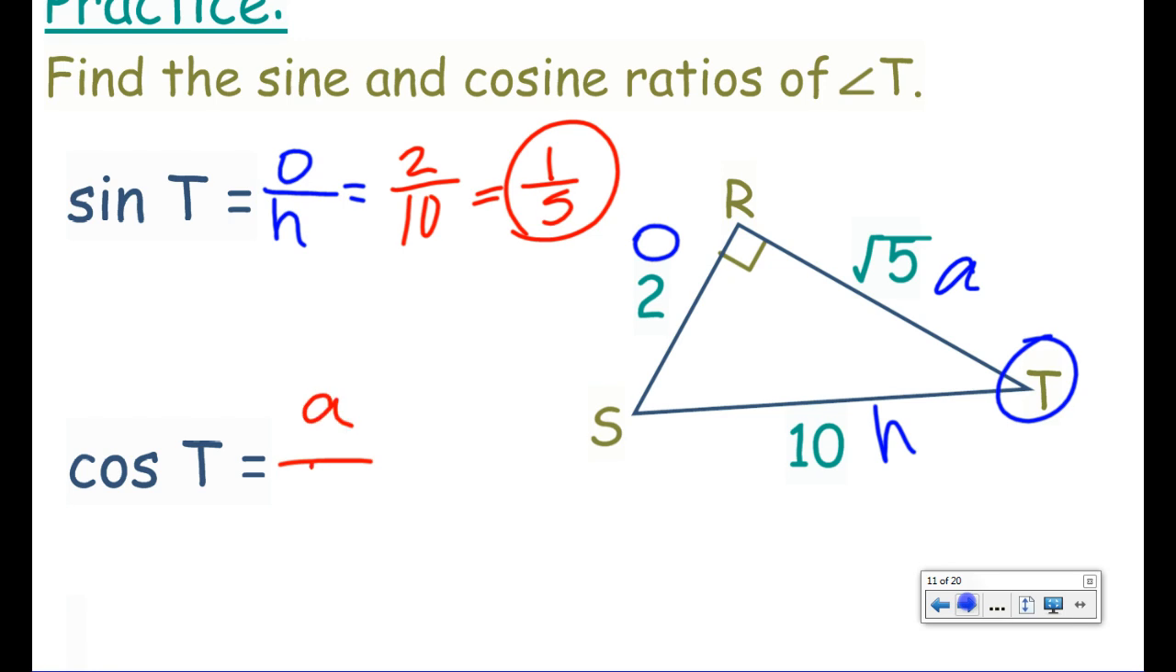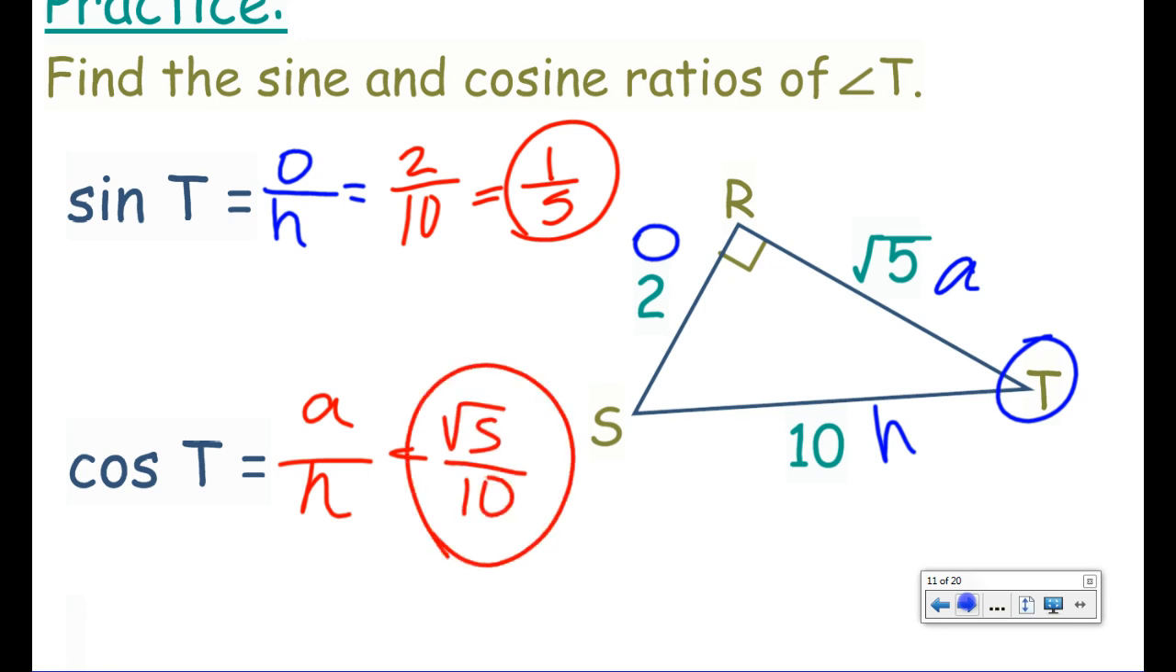Adjacent over hypotenuse. Square root 5 over 10. This one cannot be reduced. Don't try to say that that's 1/2. It's not. It's just square root 5 over 10. So that's the end of that one.